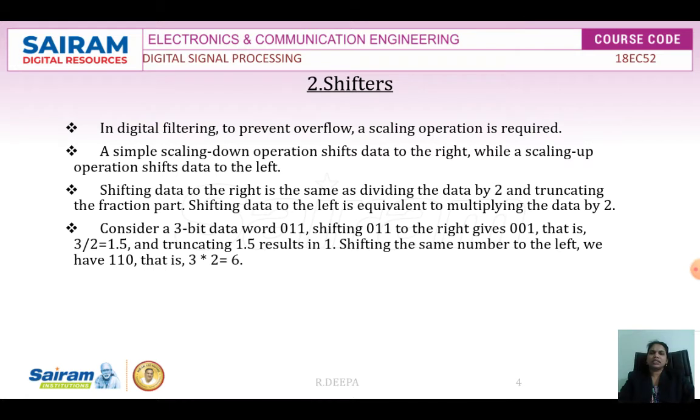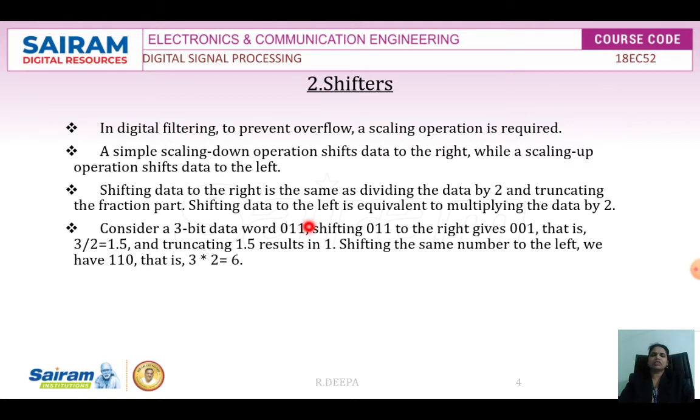Let us consider an example where you have 3-bit data as 0, 1, 1. Now I have to shift it towards the right. If I shift it towards the right, it becomes 0, 0, 1. That is, once you shift to the right, the bits become 0, 1, and the most significant bit is filled with 0. So the equivalent number will be 1. Whereas manually, if you calculate, you take 3, divide by 2, and in the result you get, you truncate the fractional part, so that you get the result as 1.